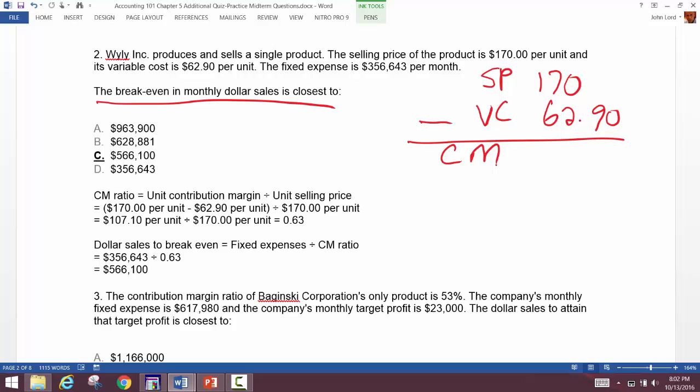Okay, so we have this 170 minus the 62.90. Somebody said that was 107.10 contribution margin. Okay, good. Now I want to get my contribution margin ratio for this problem. So I'm going to say 107.10 divided by 170, which should give me a contribution margin ratio of roughly 0.63, somewhere like that.